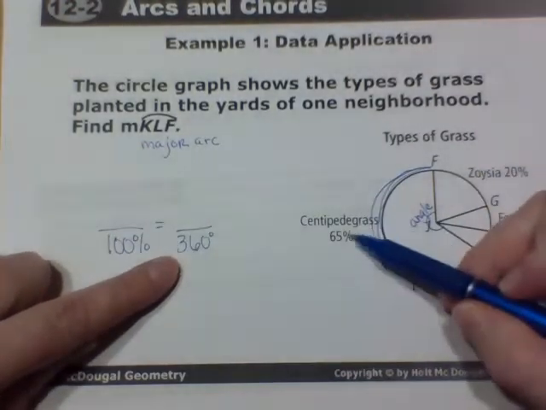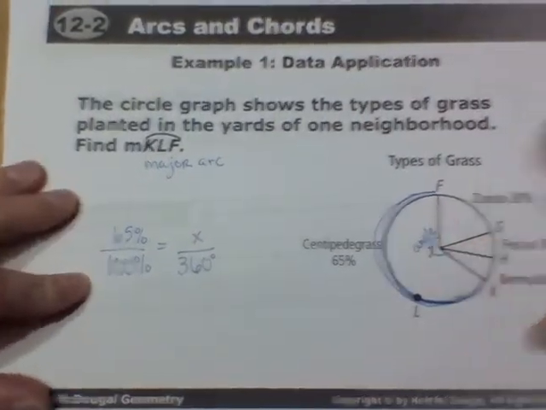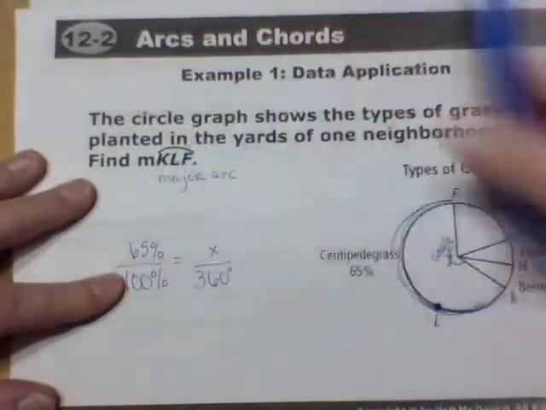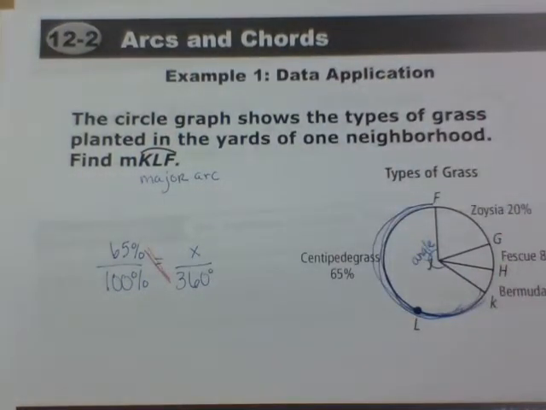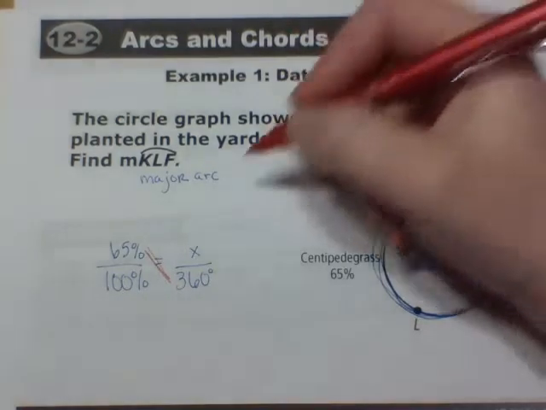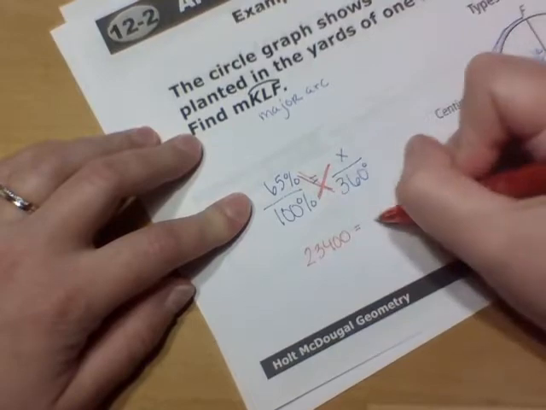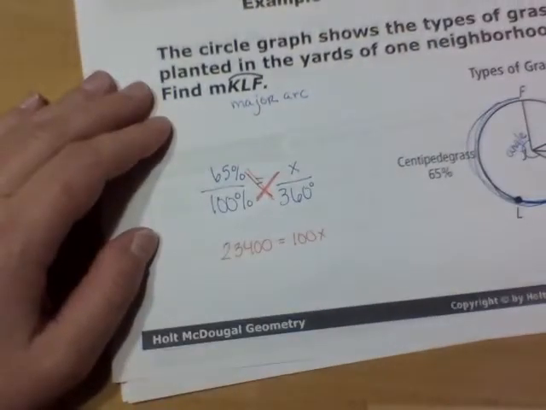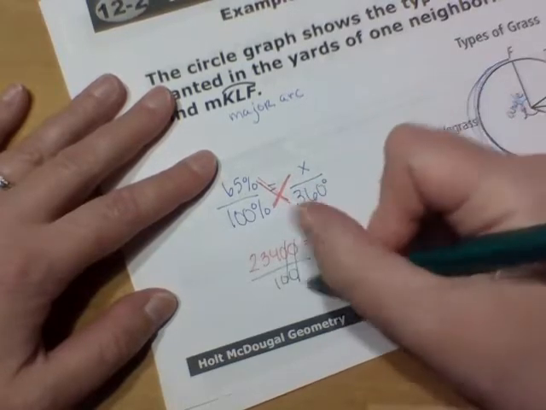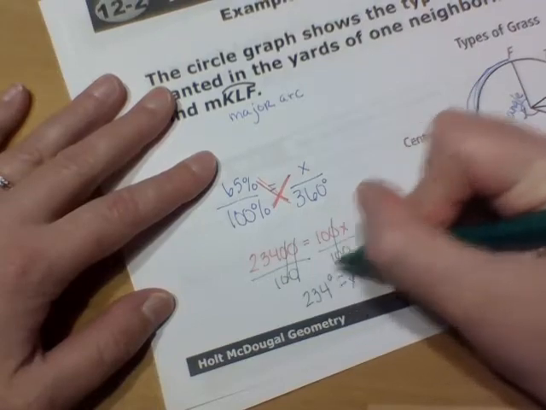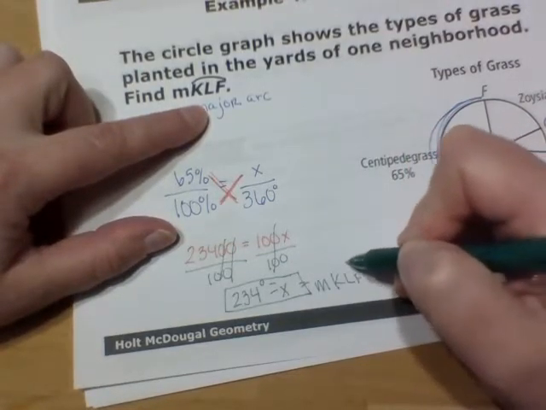So if we set up a proportion, knowing that centipede grass is 65%, we could put that over 100 and then find out how many degrees that central angle is. If we cross multiply, 65 times 360 is 23,400. And that equals the other diagonal, which is 100x. To solve, we divide both sides by 100, meaning get rid of these 2 zeros. And so 234 is our x degree measure, or more particularly, our measure of KLF, this little arc above it.